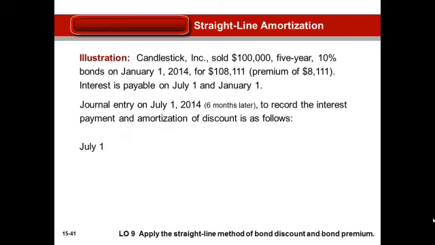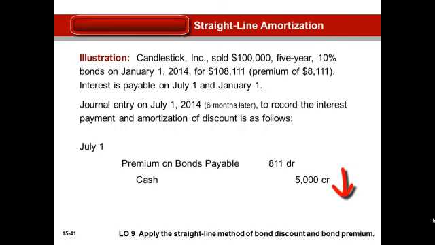Illustration of the journal entry of recording interest expense 6 months after the bonds were issued at a premium. Again, payment of interest is always fixed, $5,000. 10% times $100,000 times 1/2 year, $5,000. Credit cash, reduce it. We will debit the premium on bonds payable account. It's normally a credit balance account. We are amortizing, writing it off, 1/10, $811 debit.